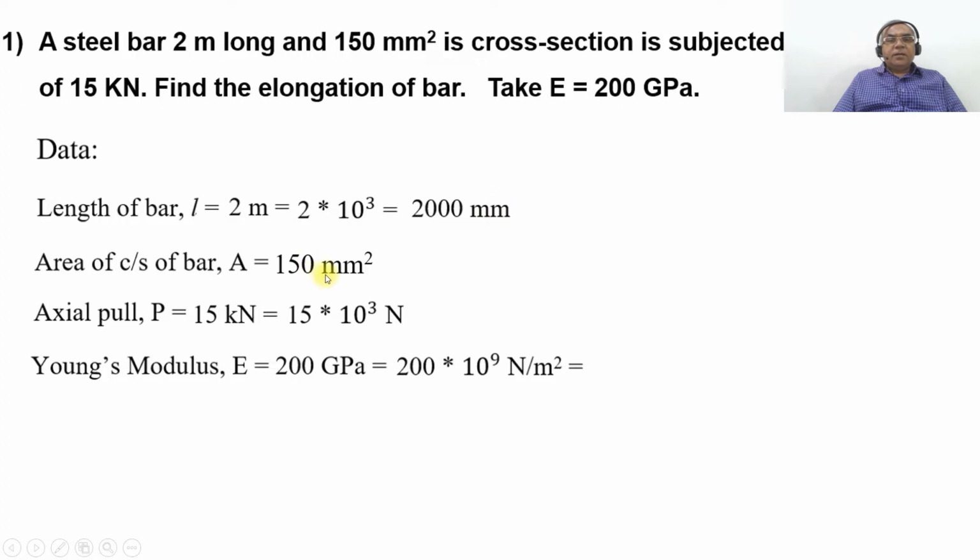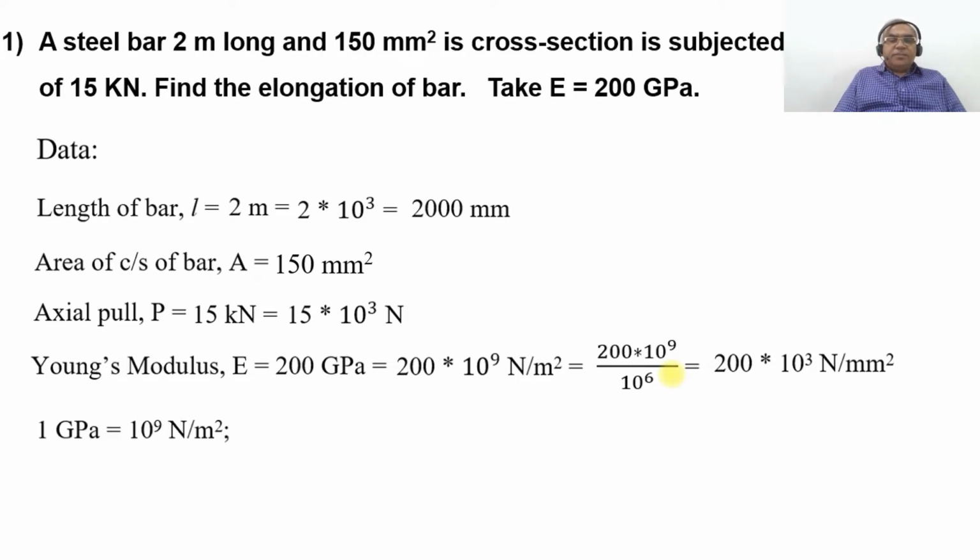So the length is in mm and the area is in mm square, so you convert this into mm square. To do that, 200 into 10 to the power of 9 divided by 10 to the power of 6. On simplification, you will get 200 into 10 to the power of 3 Newton per mm square. So in general, if I say 200 GPa, I can directly write it as 200 into 10 to the power of 3 Newton per mm square.